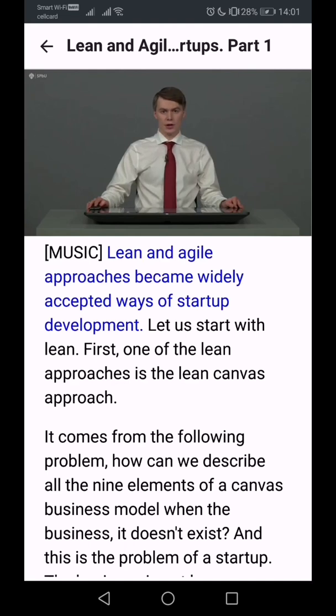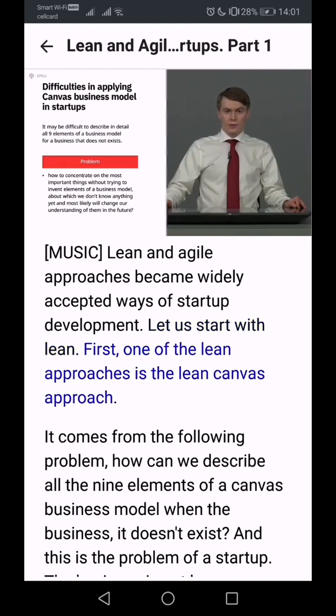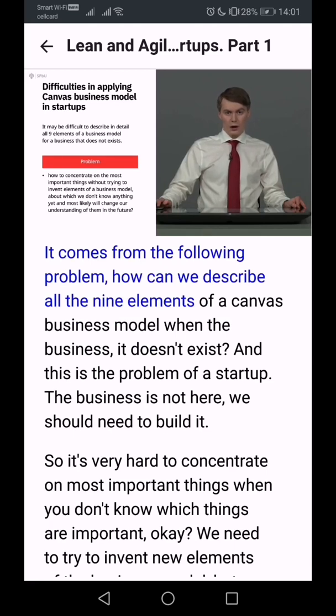Agile approaches became widely accepted ways of startup development. Let us start with Lean. First, one of the Lean approaches is the Lean Canvas approach. It comes from the following problem. How can we describe all the 9 elements of a canvas business model when the business doesn't exist?